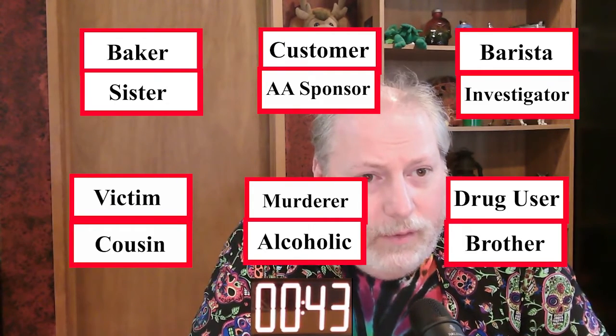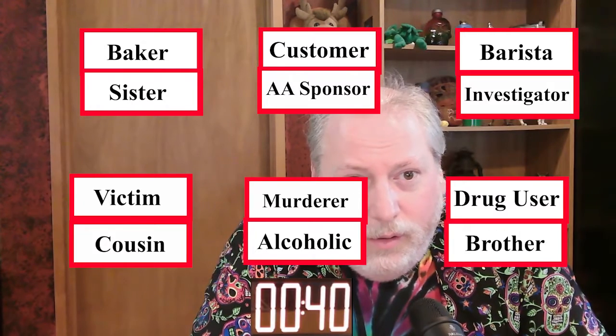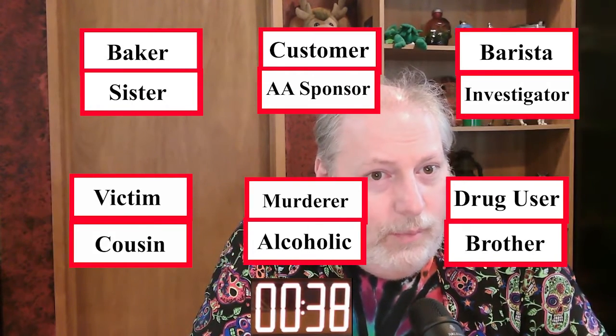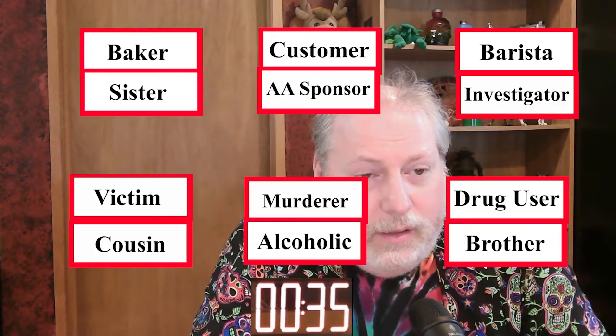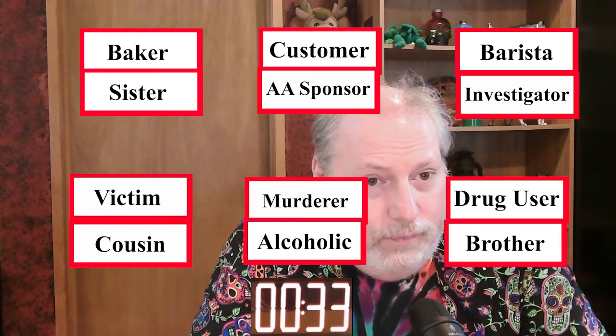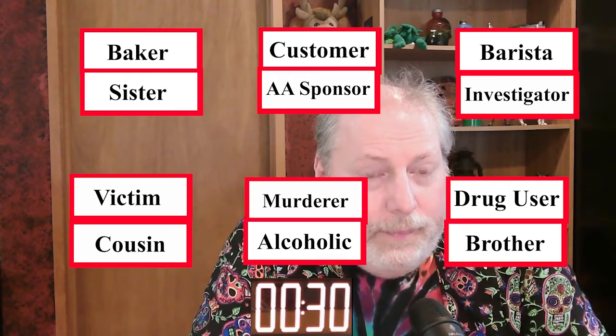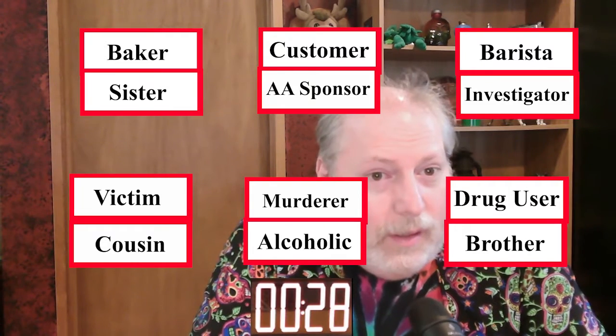In the example given, we have a sister who's a baker, an AA sponsor who's a customer, a barista who's an investigator, a cousin who's the victim, presumably the murdered victim, an alcoholic murderer, and a drug-using brother. Each character has 2 primary identities for the purposes of story. We haven't defined antagonist yet, we haven't defined the protagonist yet. Just look at these as the characters that could be in the story. We don't know how they're related to each other yet, but this is what exists.